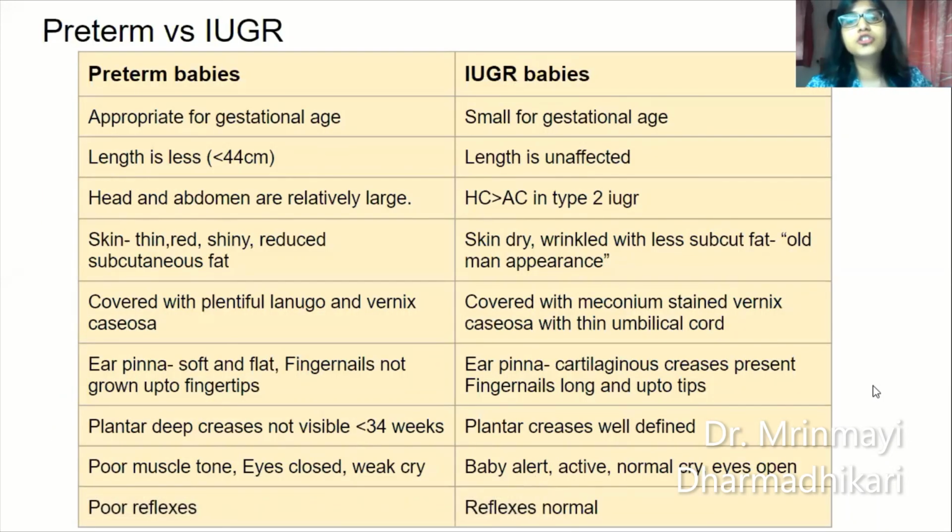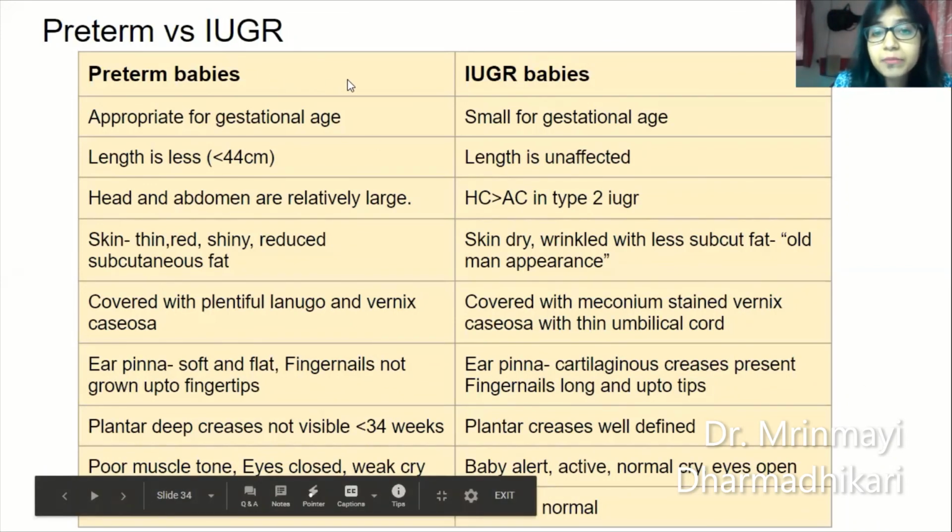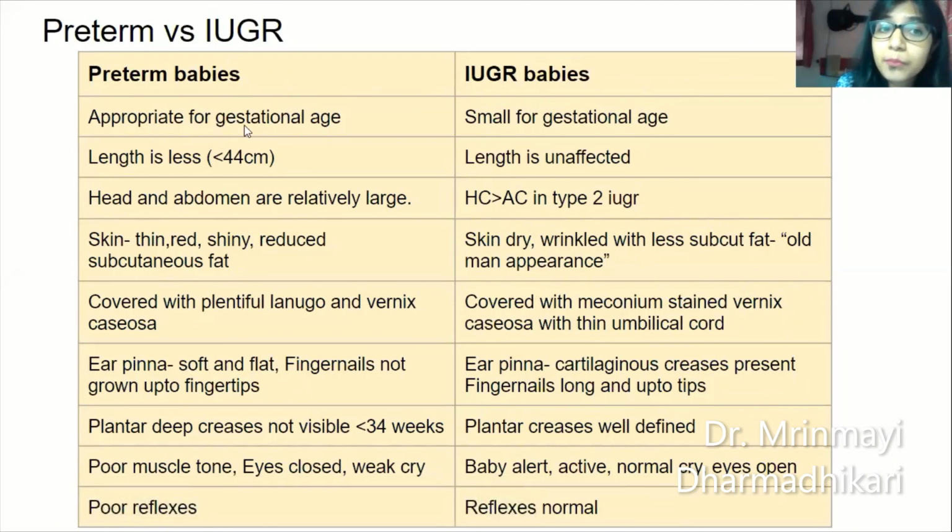And lastly, just to sum up the entire topic, we have the difference between preterm babies and IUGR babies. Okay, so preterm babies, remember, their weight is appropriate for gestational age, whereas IUGR babies are small for gestational age. Length is less in preterm babies, usually less than 44 centimeters. Here the length is unaffected. Head and abdomen are relatively large in preterm babies, but in IUGR babies, the head circumference is more than the abdominal circumference, especially in type 2 IUGR because of the brain sparing effect.